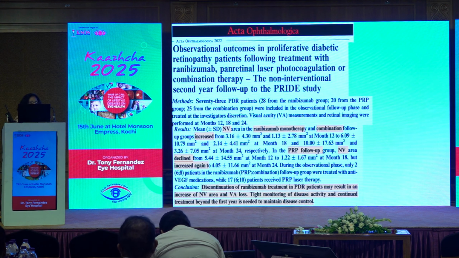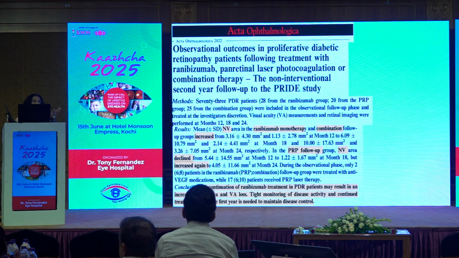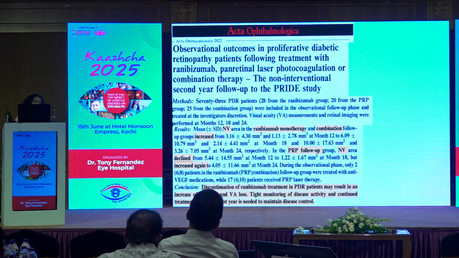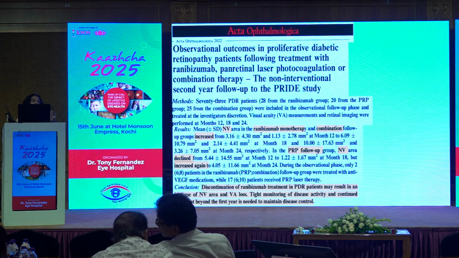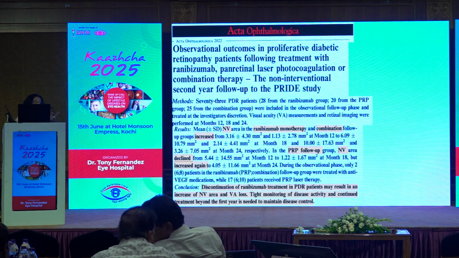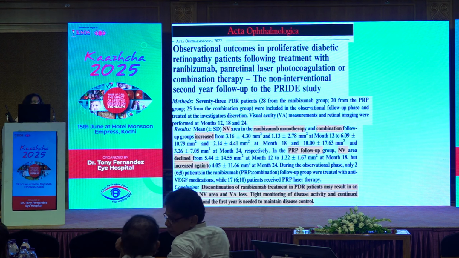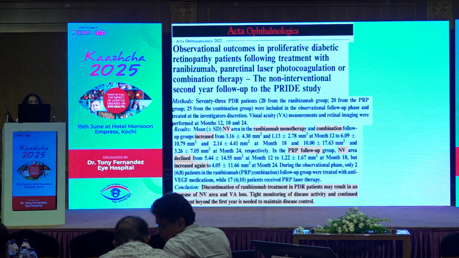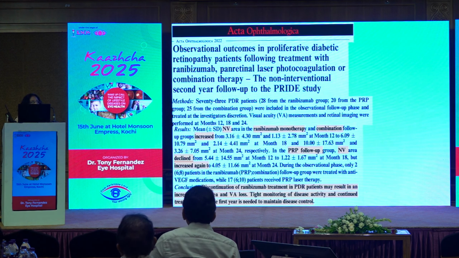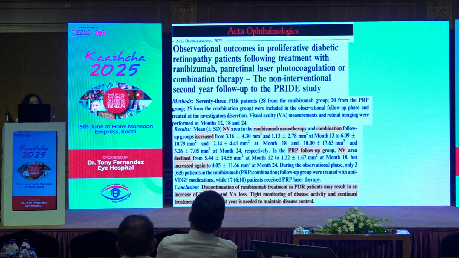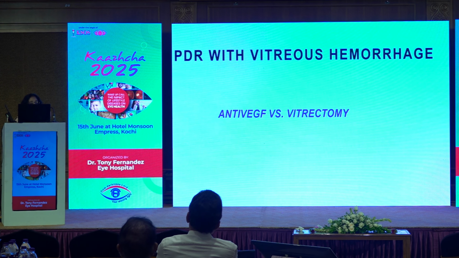So this follow-up study has shown that when we looked at the area of neovascularization beyond the 1 year period, the patients who were treated with combination or ranibizumab had a worsening or an increase in the area of neovascularization, and even those eyes which had received PRP also had a worsening progression of neovascularization beyond 1.5 years. So this shows that if you don't get a patient for regular follow-up, the PDR can worsen in these eyes. That is very important when we treat these PDR patients with PRP or anti-VEGF alone.